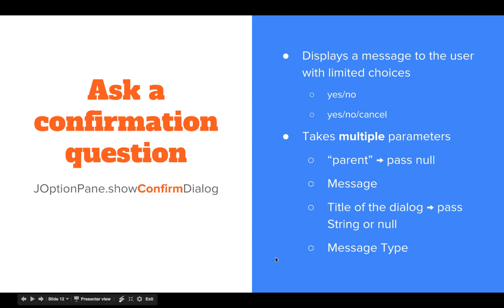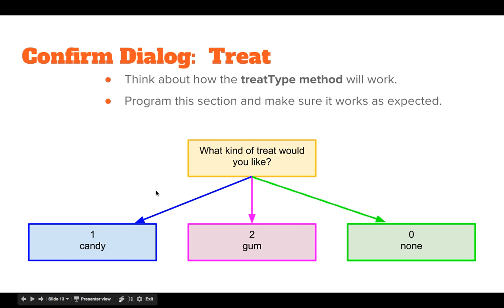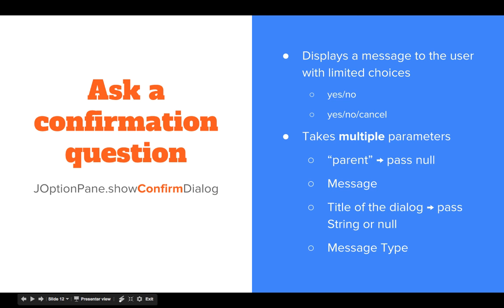And here's the third one, which is to ask a confirmation question. The difference here is the word confirm. So it's going to display a message to the user with limited choices. It can be yes and no, it can be yes, no, cancel. And it takes multiple parameters. So the parent, you're going to pass the null again, first thing, just like before. Then you're going to have your message, and you have to make sure it's in quotes. Then you can give a title to the dialogue, or you can pass a string of words, or you can just pass null. And then your message type. So you're going to say if it's yes and no, or if it's yes, no, cancel. And the exact format is all in your material in lesson 4-2.